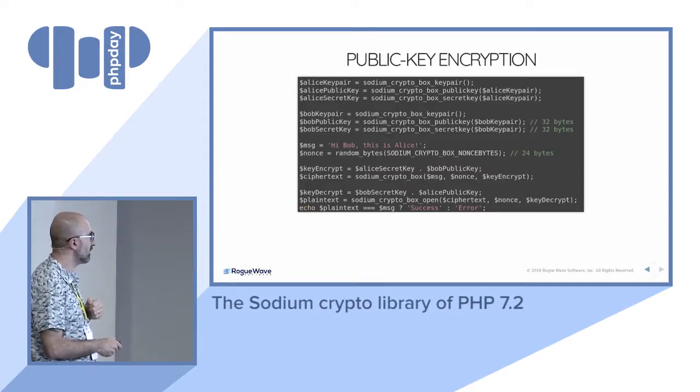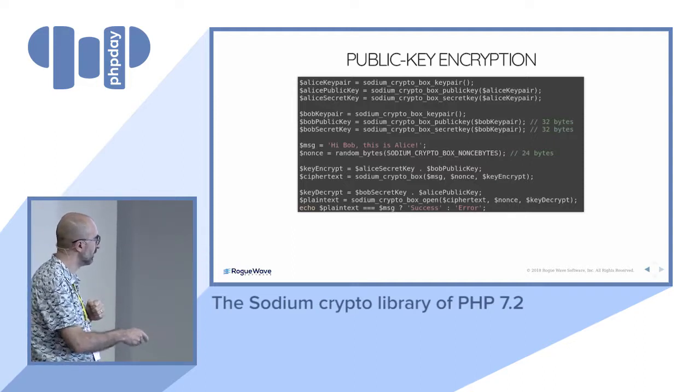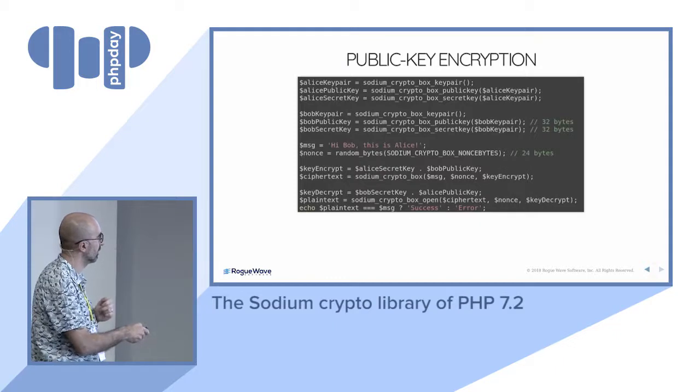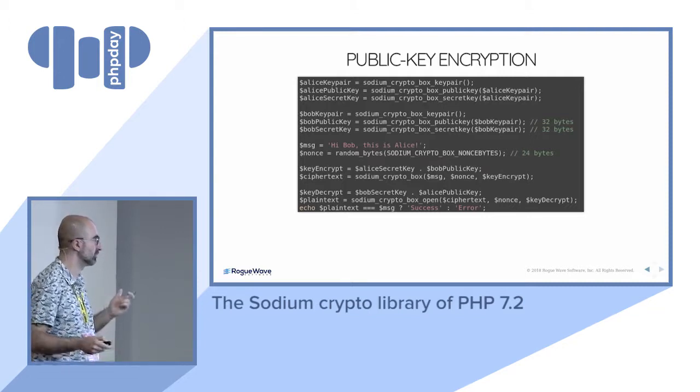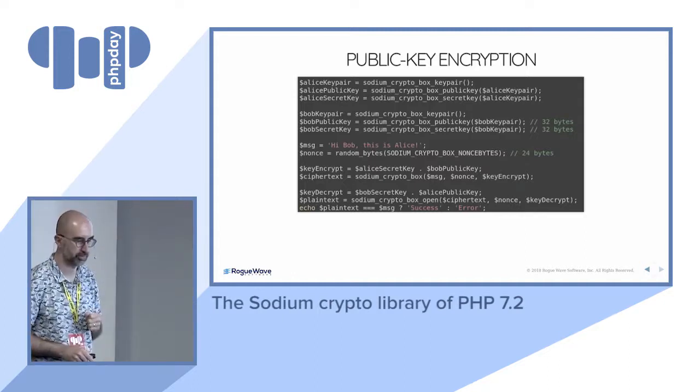To decrypt the message, of course, this is Bob's code, basically. You need to use the secret key of Bob and the public key of Alice, so it's the opposite, basically, of the encryption. And you just get the ciphertext, the nonce, and the key to decrypt. So very, very straightforward.